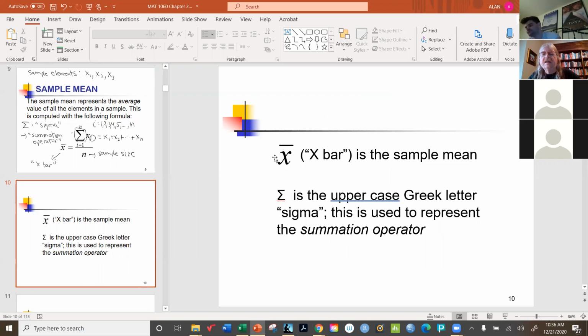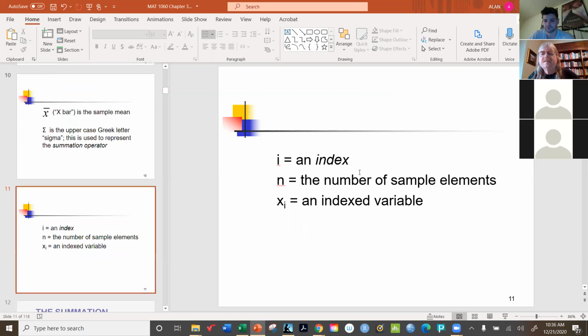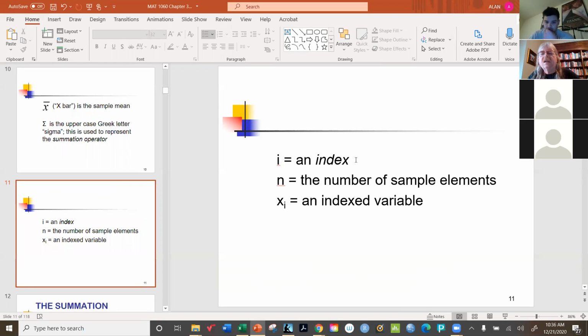Okay, so just another recap here. X bar is the sample mean. Sigma is actually the uppercase version of sigma. There's a lowercase version, which we'll see later on. We use this to represent the summation operator. i is referred to as an index. This is how we keep track of all the x's, these sample elements. And xi is a single element of my sample. It is indexed by the letter i. And then finally, n is the sample size.